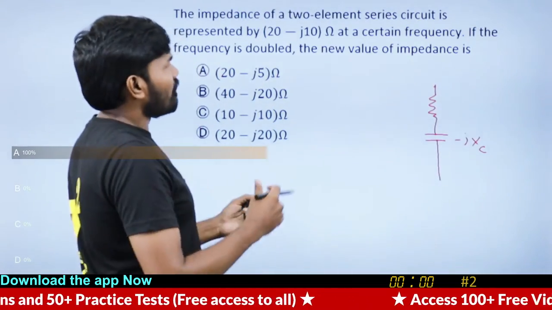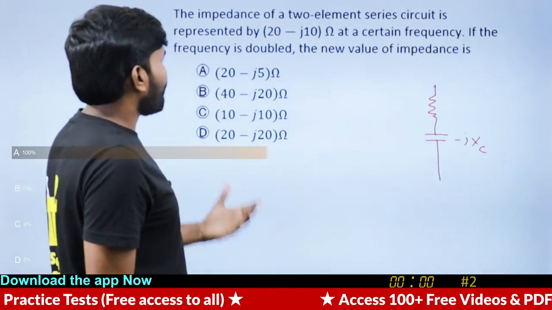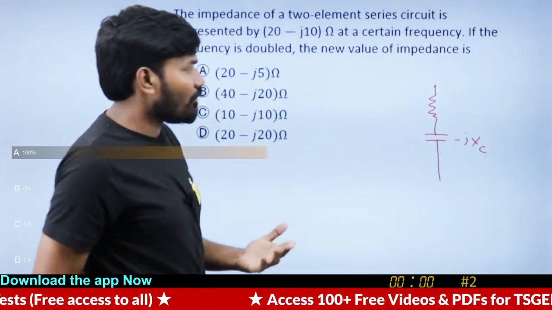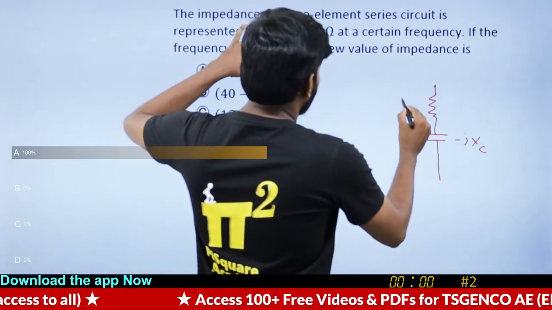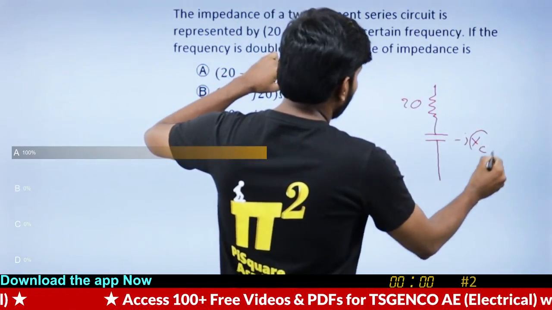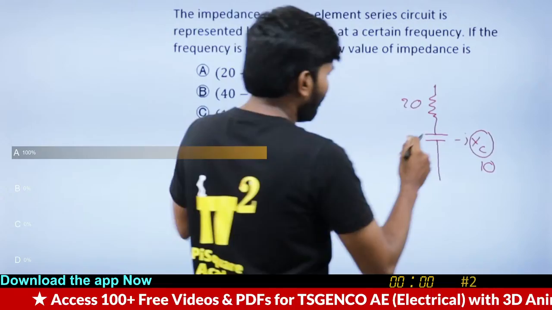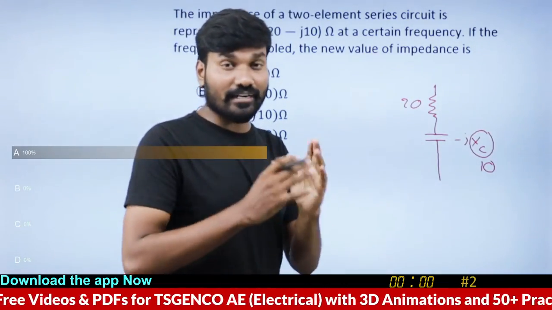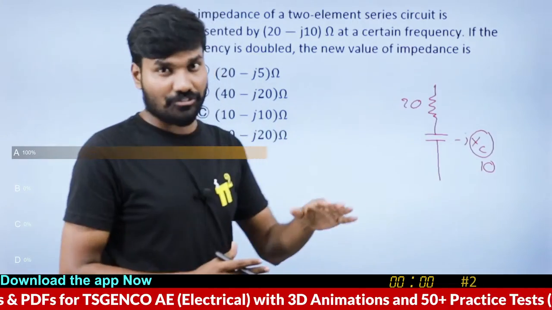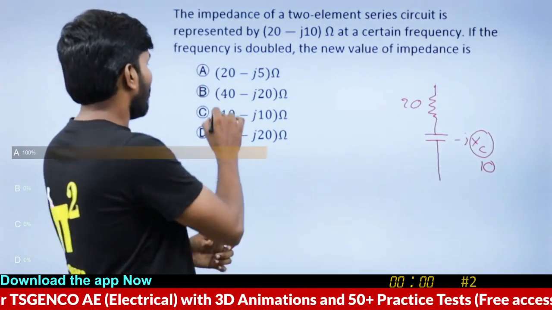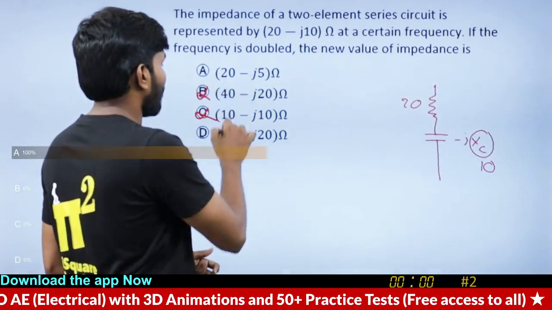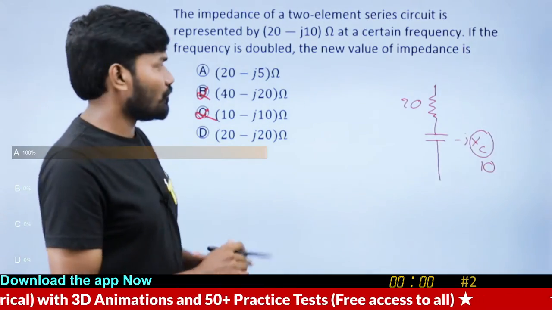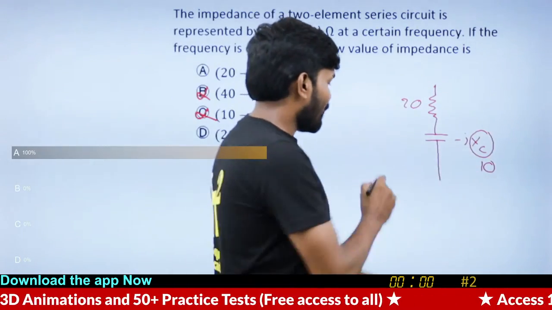Okay. Now at a certain frequency, these are the values. If the frequency is doubled, this is 20 and this XC value is basically 10. This resistance is going to be the same irrespective of frequency. For any frequency, the resistance value does not change. Okay, so this is wrong. This is wrong. So 20, 20, that's true. Now XC, that's the point.